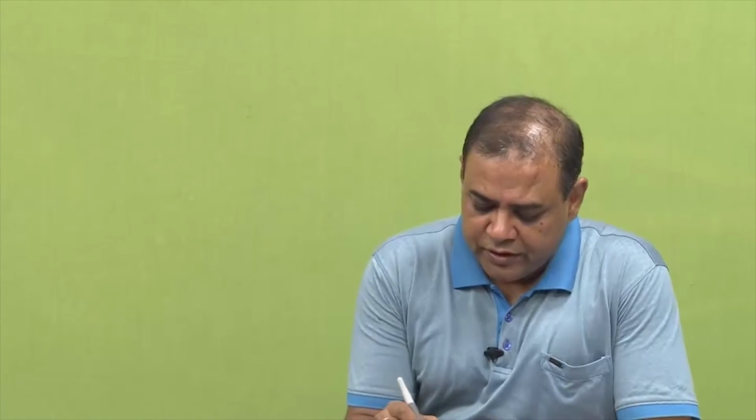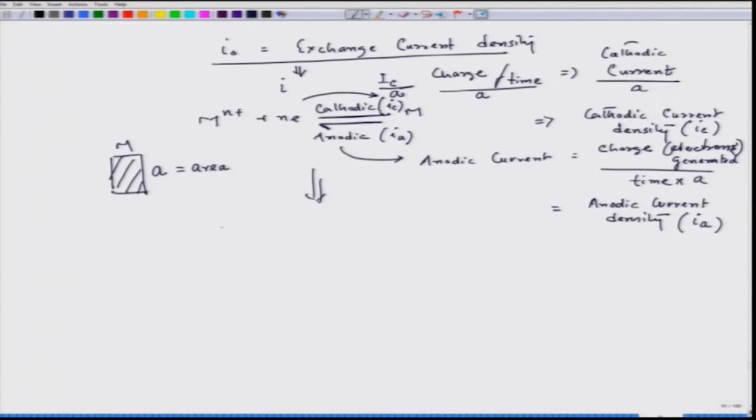Now, see this reaction: M going to M^n+ plus n e, and the reverse. This reaction is taking place simultaneously, and then they will reach equilibrium. So, IC, IA. Now, if I consider this particular direction the current density to be IA, then the reverse direction, which is the cathodic reaction rate, we shall mention in the form of minus IC.